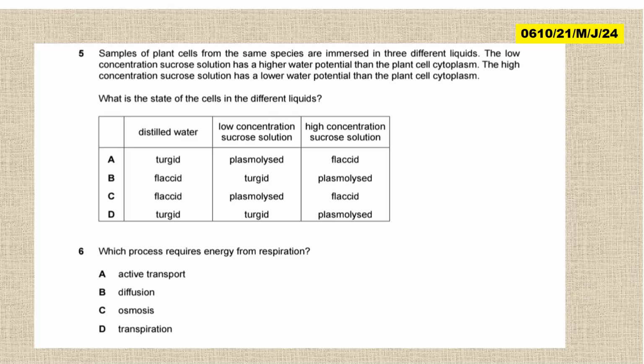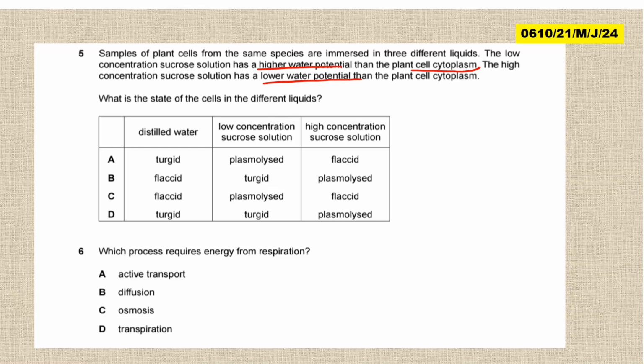A sample of plant cells from the same species are immersed in 3 different liquids. We have the low concentration sugar solution, which has higher water potential than the cell cytoplasm. So low sucrose has high water potential compared to the cytoplasm. The high concentration solution has low water potential compared to the cell.